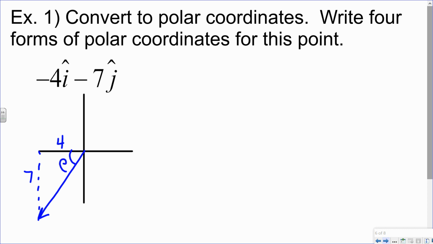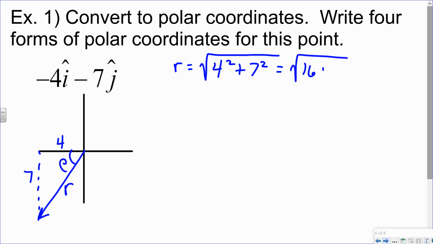So r first. How do I find r for a problem like this? Ian? Just look at the picture. I know the 4 and the 7. How am I going to find how long the vector is? Pythagorean theorem. So r is going to be the square root of 4 squared plus 7 squared. Square root of 16 plus 49. Help me out with the calculator. What is the approximate value for the square root of 65 going to be?